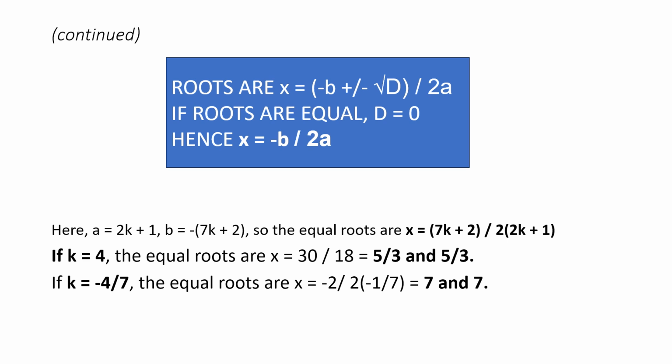So in the original equation, we know that a is 2k + 1, b is −(7k + 2), and the equal roots are x = (7k + 2) upon 2(2k + 1), that is, −b upon 2a. Now put one by one both the values of k. So if k is 4, your x is 5/3. And if k is −4/7, it is 7. That means if k is 4, the two equal roots are 5/3 and 5/3. And if k is −4/7, the two equal roots are 7 and 7.